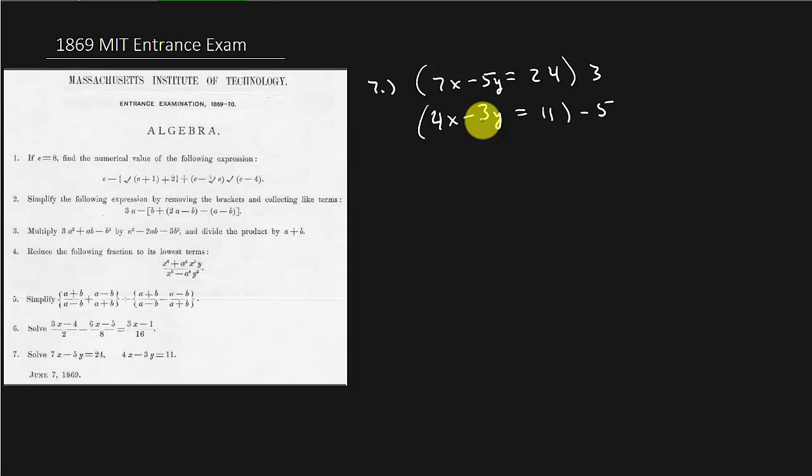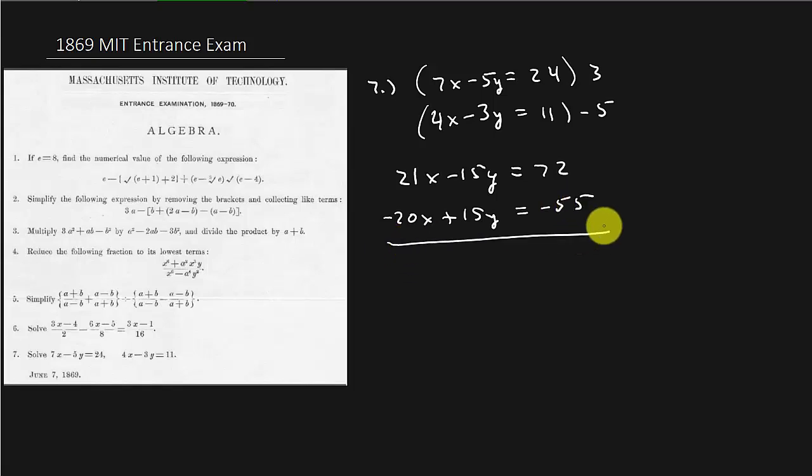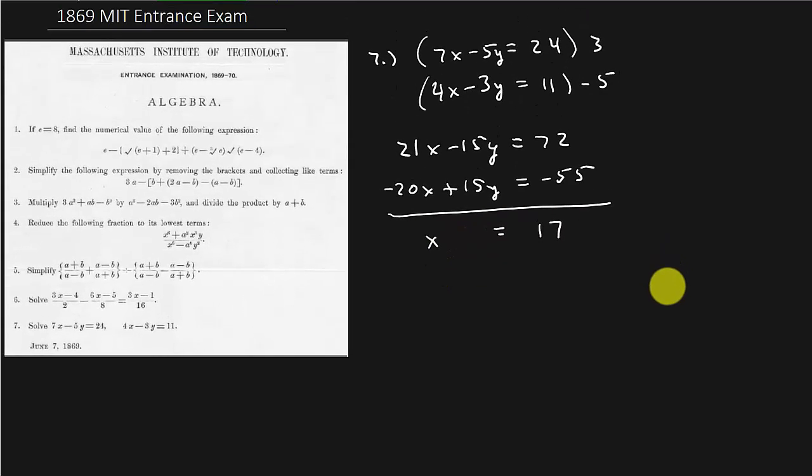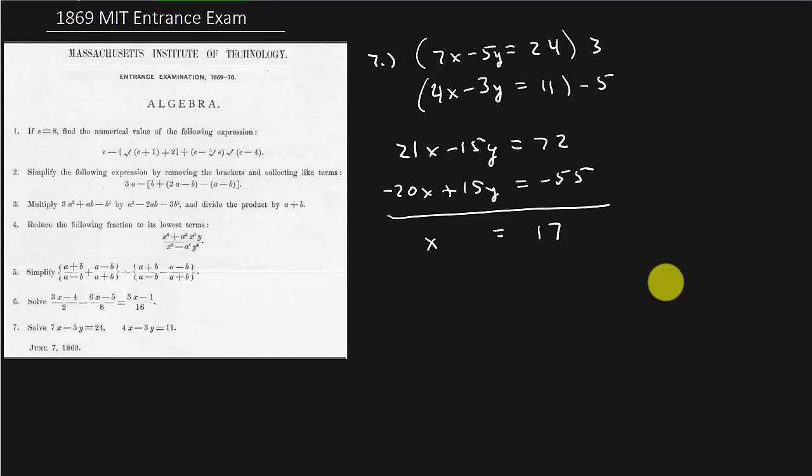So when we do that, we get 21x minus 15y equals, what is that, 72? And then we get -20x plus 15y equals -55. And then what do we do? We add. And so that's nice. We get x is equal to 17. And then we can take the 17 and plug it back into any of the equations. I'll plug it into that one since the numbers are the smallest.